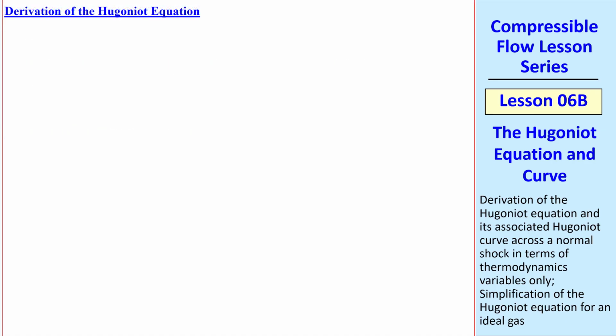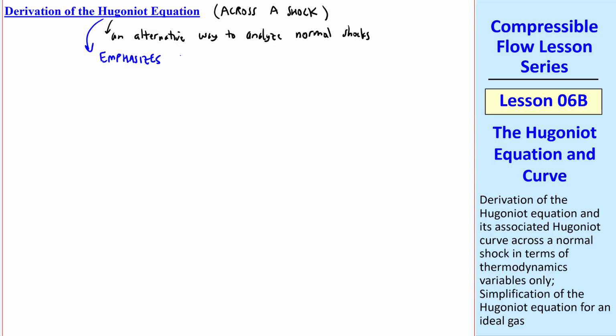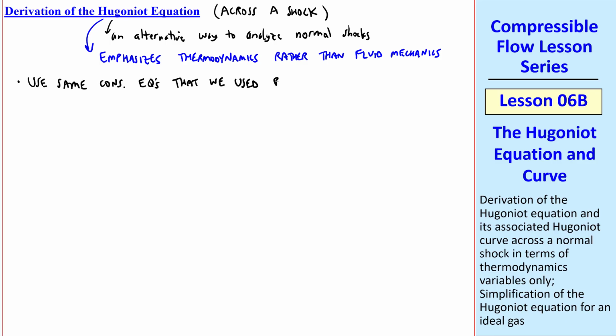First, I'll go through the derivation. This Hugoniot equation applies across a shock, and you can think of it as an alternative way to analyze normal shocks. The Hugoniot equation emphasizes thermodynamics rather than fluid mechanics. We'll use the same conservation equations that we used previously across a normal shock.